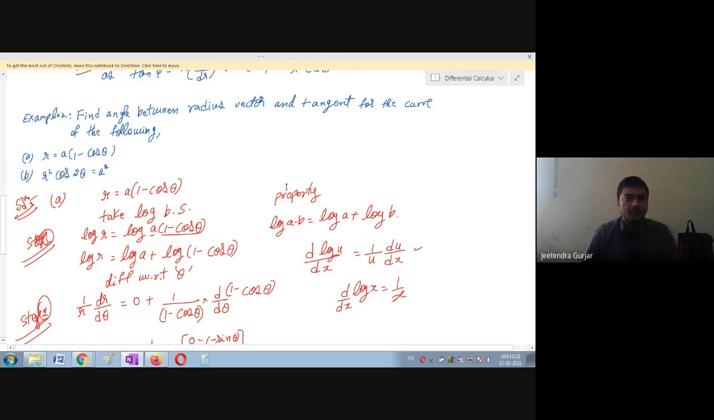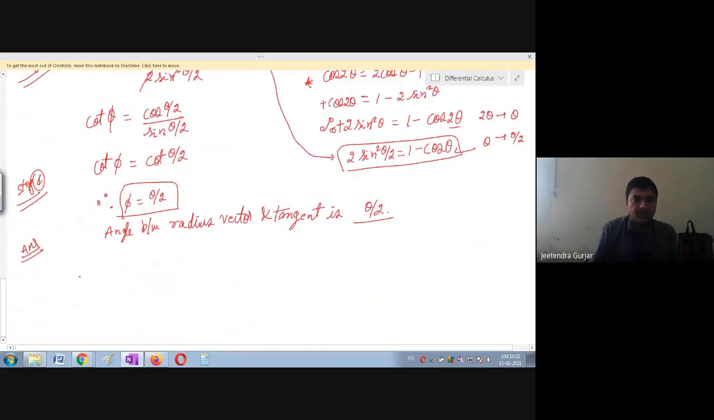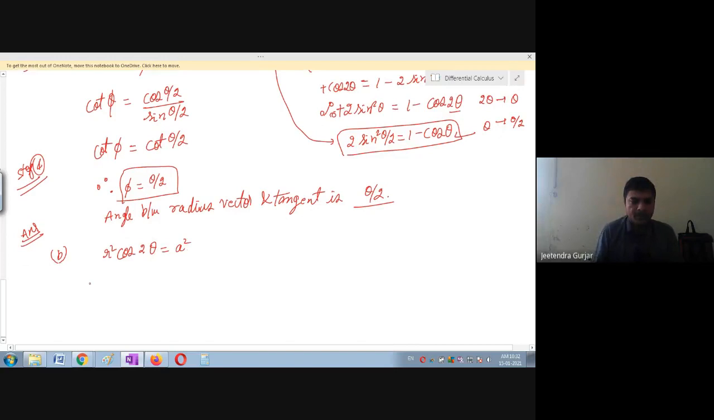Now we'll move to the second question. You can see they have already given it here, so I will rewrite this question here. Let us see how many students can solve this. Try yourself, students. With you I will also try, but compare the answers you are getting, and what difficulty you are finding in solving this problem. That is r square cos 2 theta is equal to a square. Now, what is step 1? Can anybody tell me what is step 1?